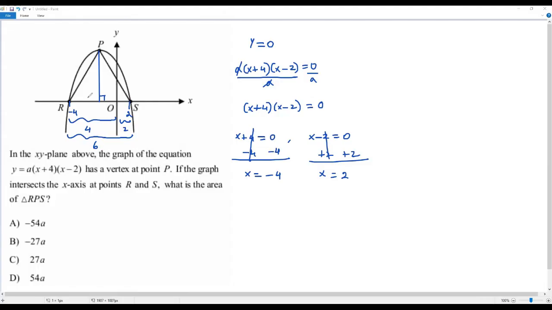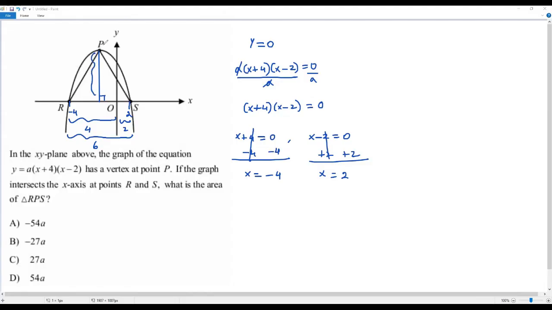Now we have to get the height of the triangle. To get the height, we have to get the y coordinate at the vertex point P. The y coordinate of point P represents the height of the triangle, that is the length of the vertical line segment. Also, the vertex P is on the positive side of our axis, so whatever y coordinate we get at point P can be taken as the height of the triangle.